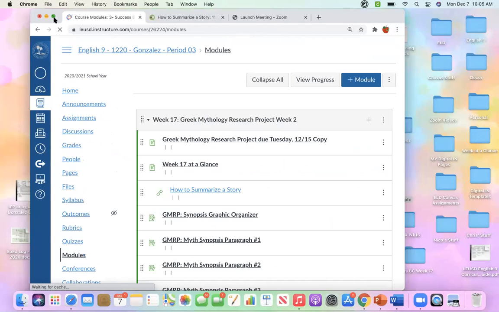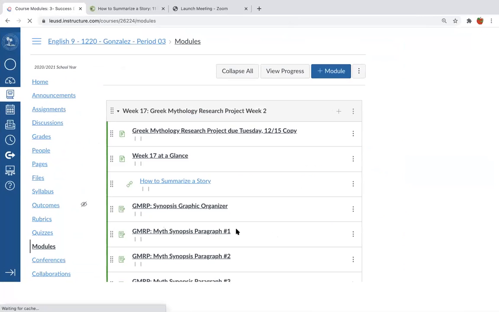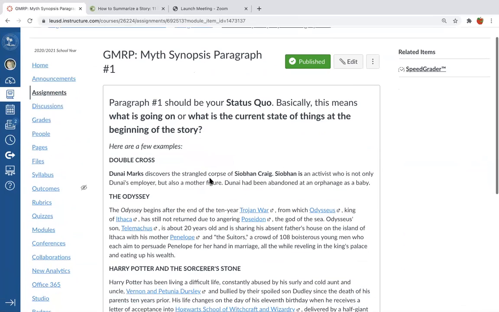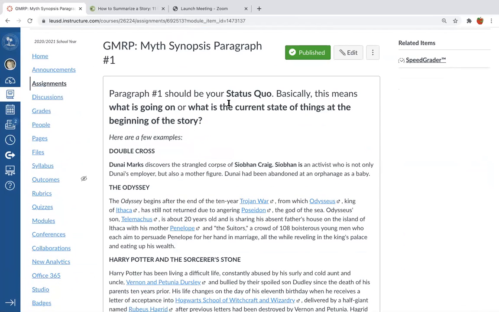Now, you are welcome to look through these, but I'm not going to go through each and every one until it's the day of, but they all have their own instructions. So let's look at today's. Paragraph 1 should be your status quo. It's kind of like your exposition basically. What I want from you in this paragraph is what's going on when the story starts. What is the current state of things at the beginning of the story?